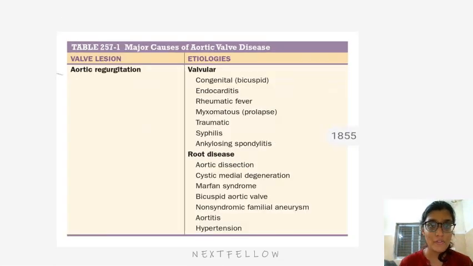So major causes of aortic valve disease are aortic regurgitation, valvular or root disease. Valvular causes are congenital bicuspid aortic valve, infective endocarditis, rheumatic fever, myxomatous degeneration, traumatic, syphilis or ankylosing spondylitis. Root causes are aortic dissection, cystic medial degeneration, Marfan syndrome, bicuspid aortic valve, non-syndromic familial aneurysm, aortitis, and hypertension.